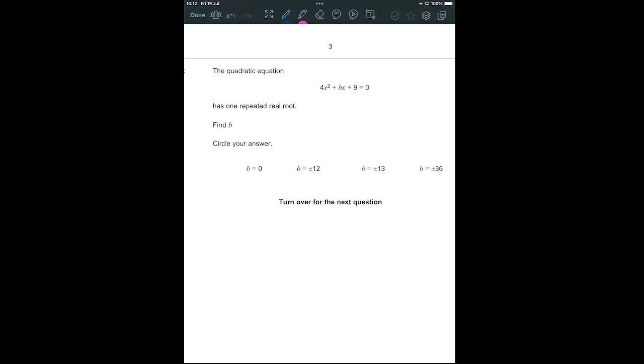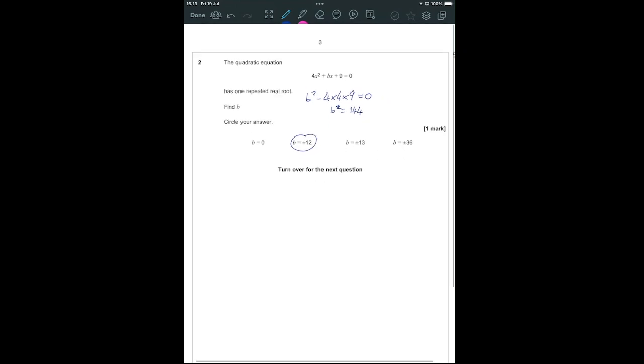That quadratic has a repeated root. Repeated root means that b squared minus 4ac is 0. So b squared is not 36. Is 4 times 4 times 9, which is 144. So b is plus or minus 12.